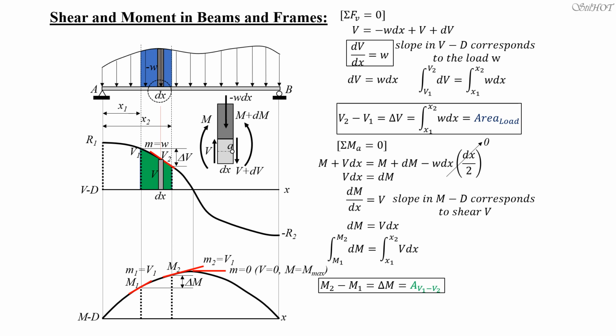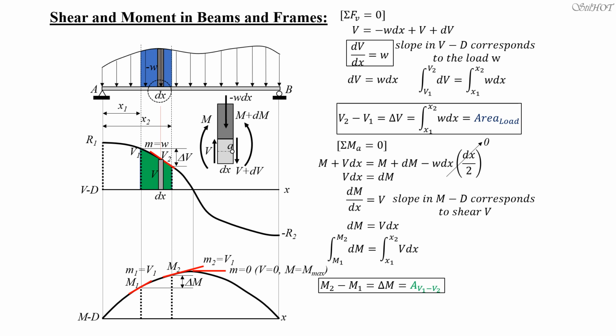Same is true here. The slope of the tangent to the shear curve is the intensity of the load, because the intensity of the load is negative, it's downward. So it is negative, and the intensity increases, for example, so it also increases here, and so on and so forth. So that's the interpretation.